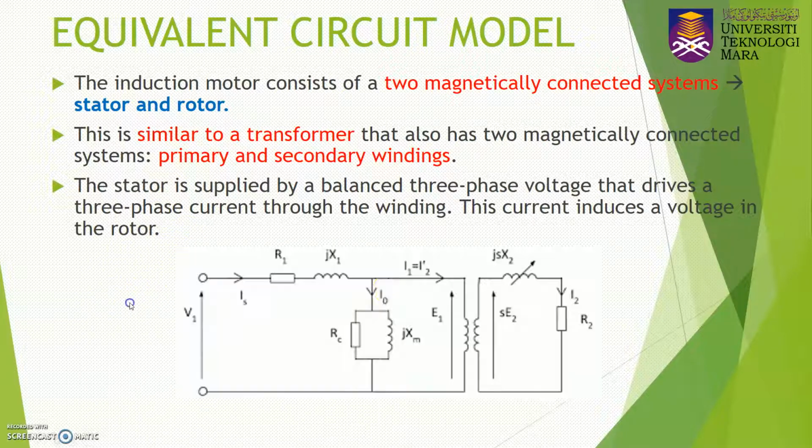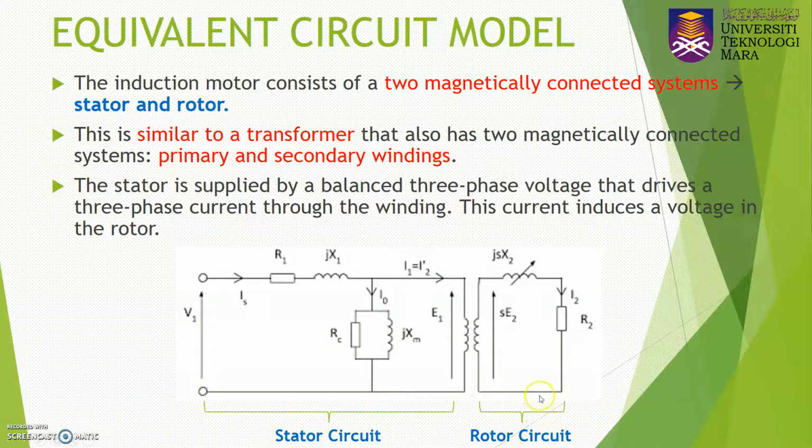This is the equivalent circuit model for the induction motor. Here is your stator circuit and this is your rotor circuit. The stator circuit and the rotor circuit are connected by the magnetic coupling here. The equivalent circuit model for the induction machine is similar to the transformer equivalent circuit.